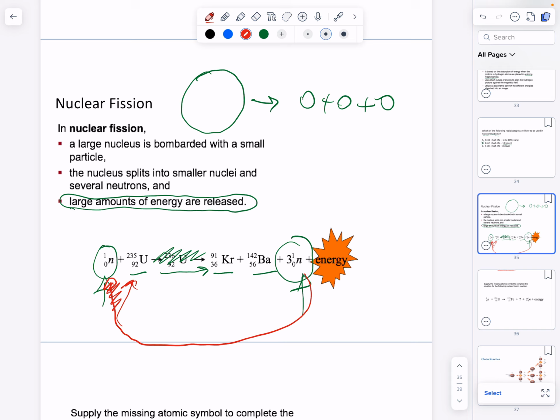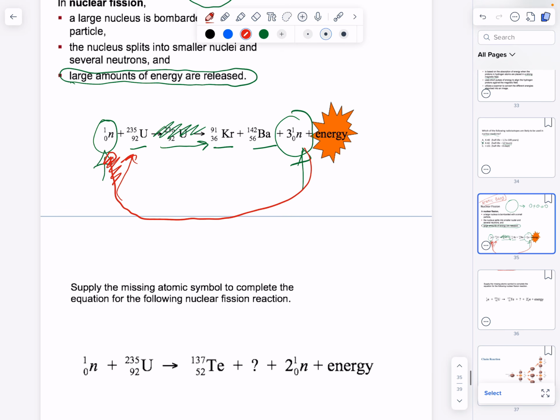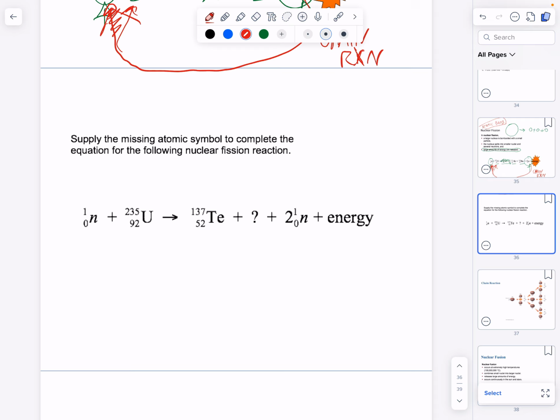An example of nuclear fission is the atomic bomb. The atomic bomb is nuclear fission. This process, where it continues reacting over and over, is called a chain reaction. Chain reaction. Okay, so here is just an example where we have to apply our balancing.